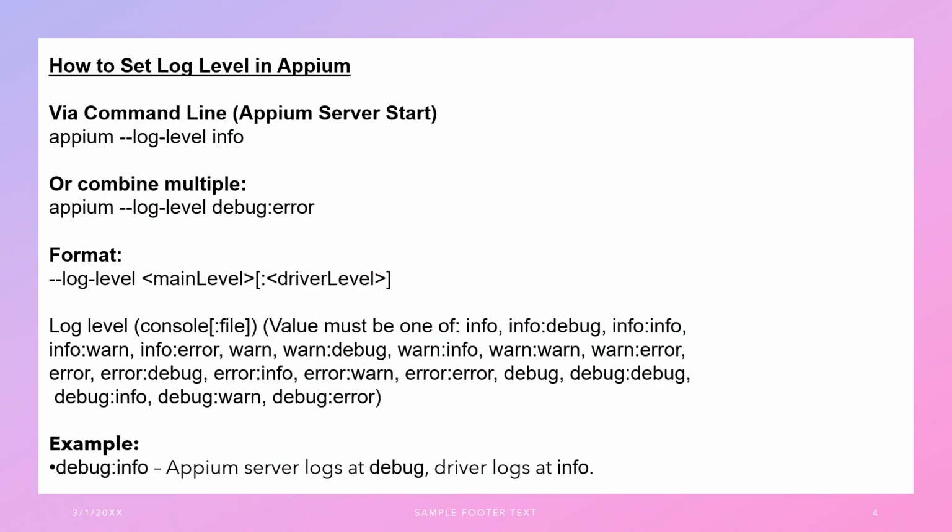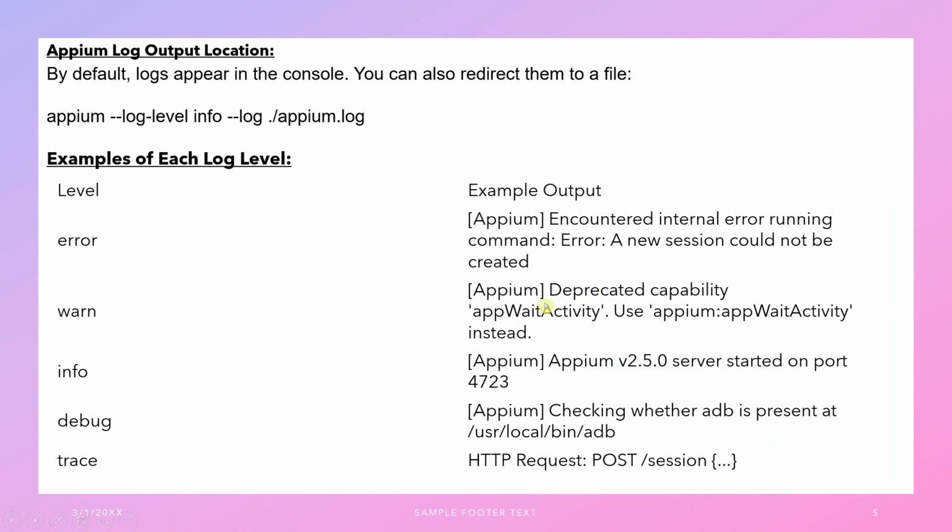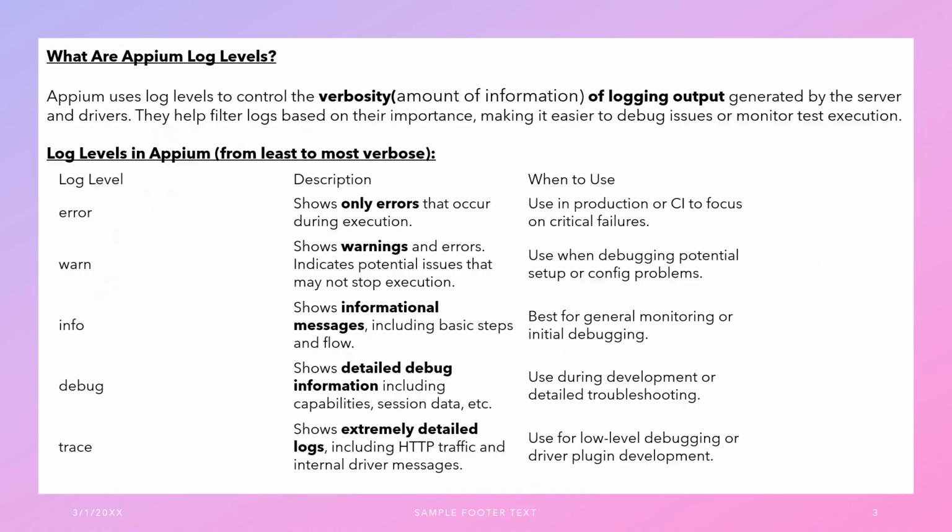Okay, so let's see an example. The example is an APM deprecated capability. Suppose I have used some capabilities which are deprecated. This will just give a warning. You are using this capability, it is deprecated, so it just gives a warning, which means it will not stop the execution. That type of information is a warn. And when to use this log level? It is used when debugging potential setup and conflict problems. In that case, we have to use this one.